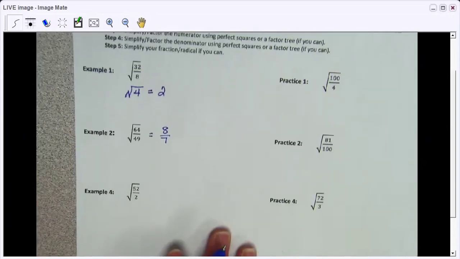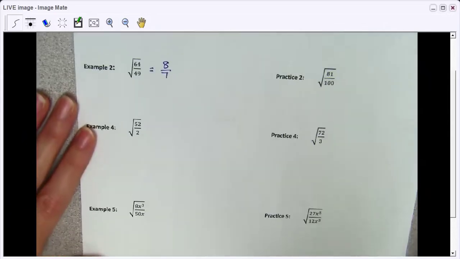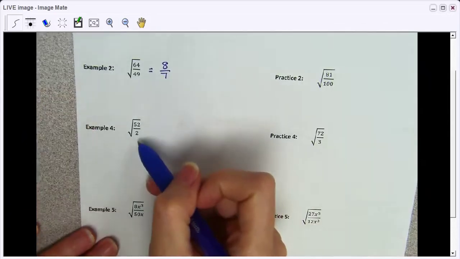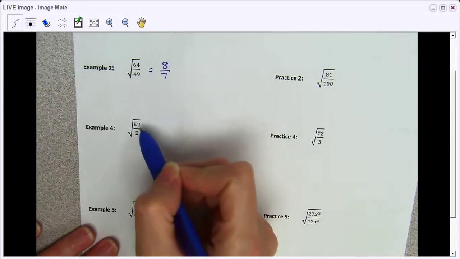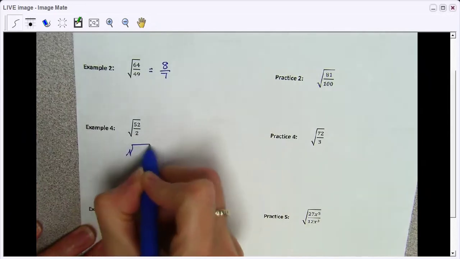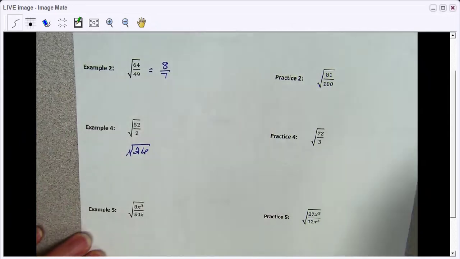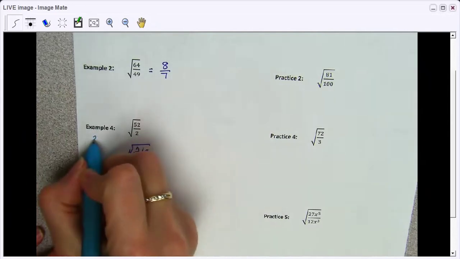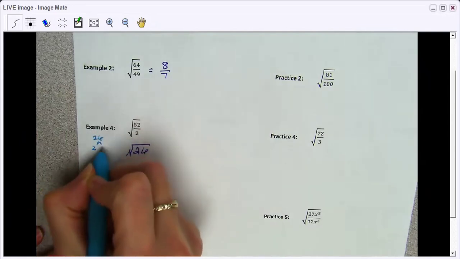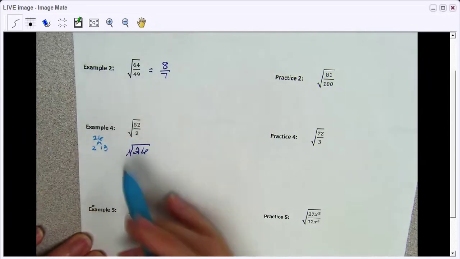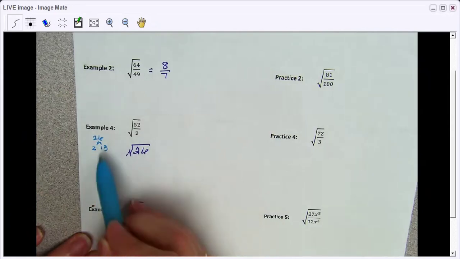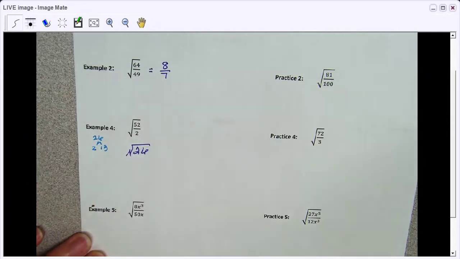The next one, example 4, we have the square root of 52 divided by 2. 52 divided by 2 is 26. And when I try to factor out 26, I get 2 and 13. So that means that there's nothing to group these two numbers with, so this is your final answer right here.